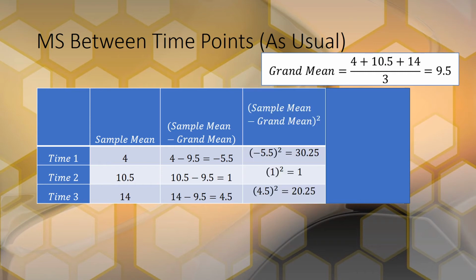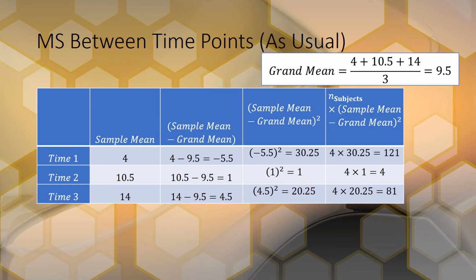Next, you want to square those deviations to find the squares. So negative 5.5 squared is 30.25. 1 squared is 1. 4.5 squared is 20.25. So that should be familiar how to do that, right? Now, you need to remember this last step.